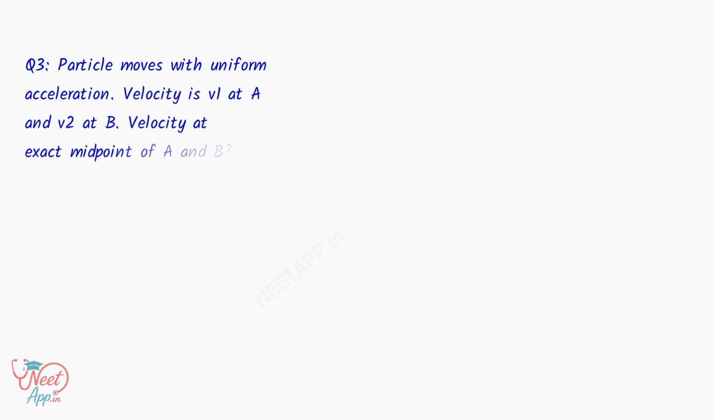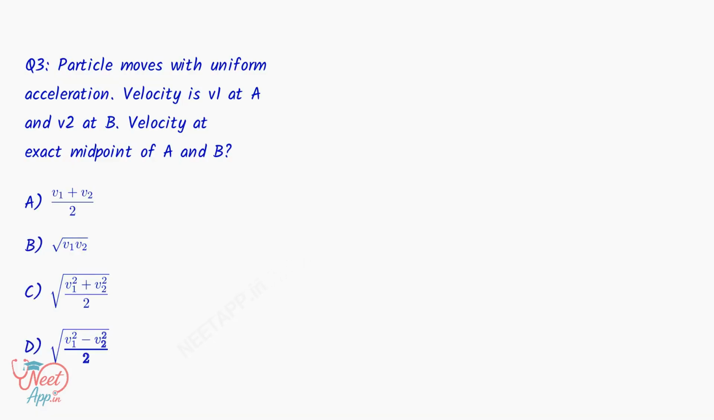Let's solve this complex question in 30 seconds. A particle is moving with uniform acceleration along a straight line. If its velocity is v1 at point A and v2 at point B, what is its velocity exactly at the midpoint of A and B? The standard textbook method is a massive time trap.